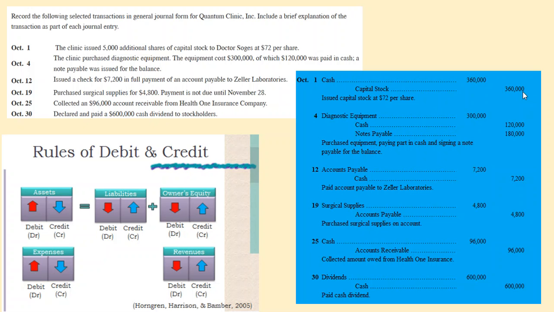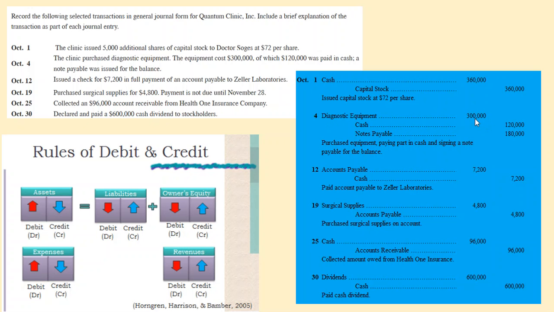All right, so we have a few things going on here. First thing, we need to record that asset. Diagnostic equipment is an asset. Remember, to make an asset go up, we need to debit. So we're going to debit diagnostic equipment, $300,000.